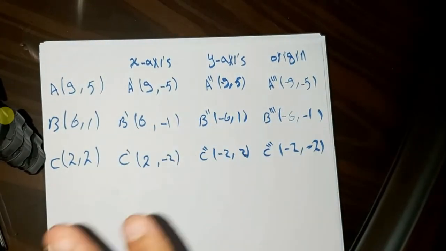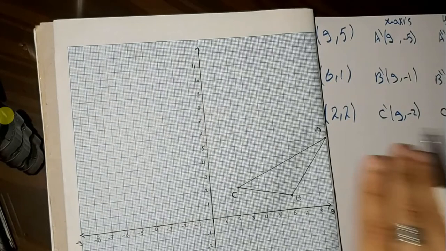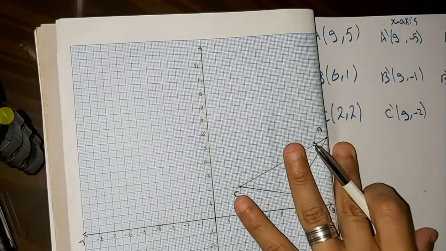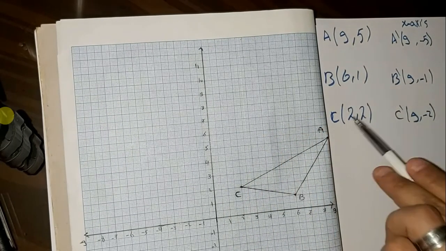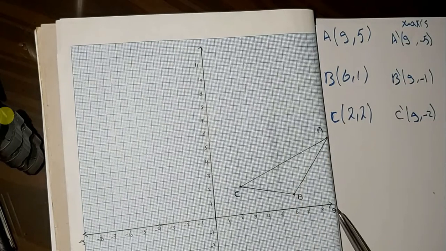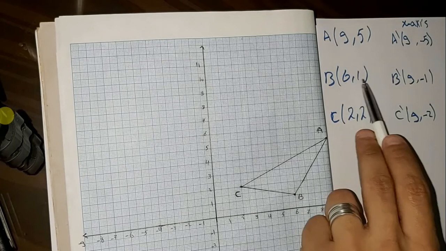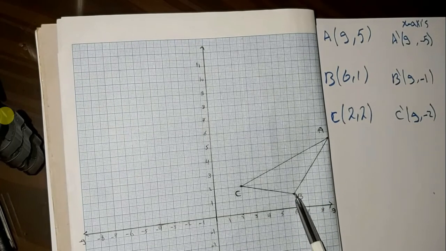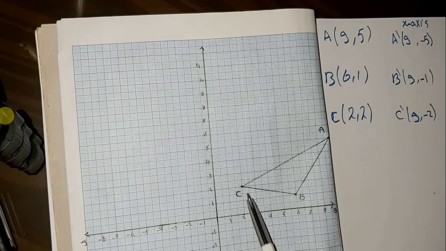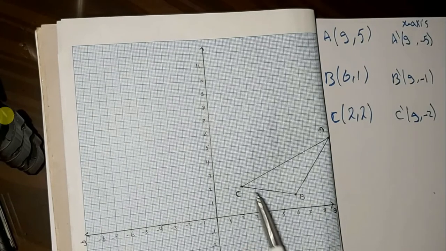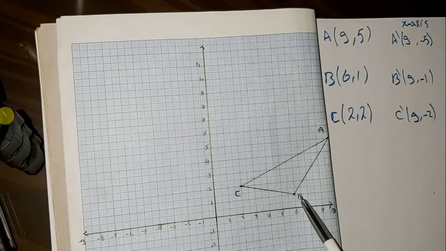Now we will go to the second part, where we represent these points in our coordinate plane. Be with me. This is our coordinate plane, and we will start by determining the points of the original triangle A, B, and C. 9 and 5: 9 and go up to find 5. This will be A. The second one, 6 and 1: we find 6 and go up to find 1. It will be B. And 2 and 2: we find 2 on x and go up to find 2. It will be C.